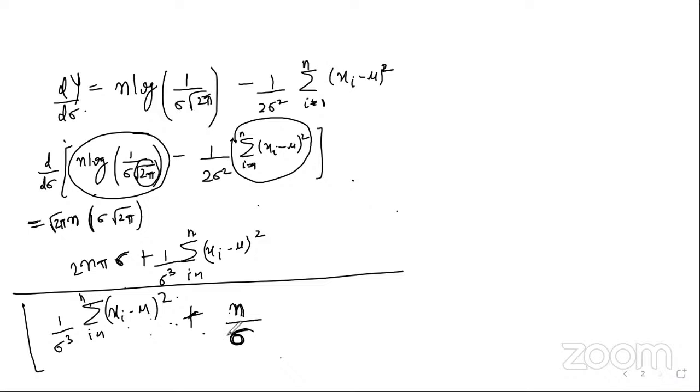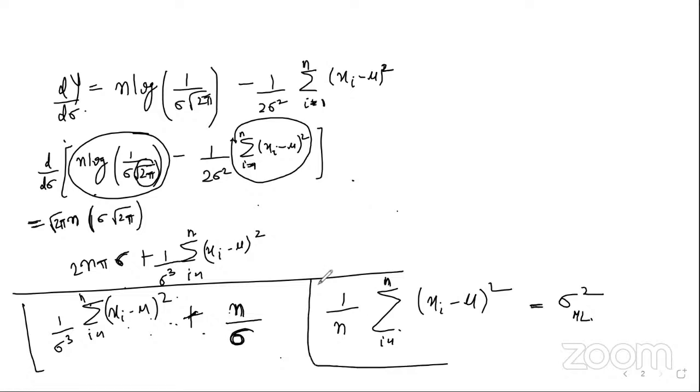When we equate to 0, we can cancel, and you get 1 by n. You will get 1 by n sum over (xi minus mu) whole square, i varying from 1 to n, equal to sigma square. Yeah, we should get this.